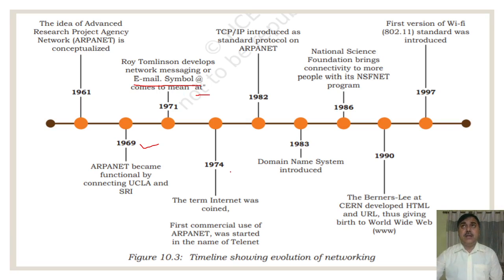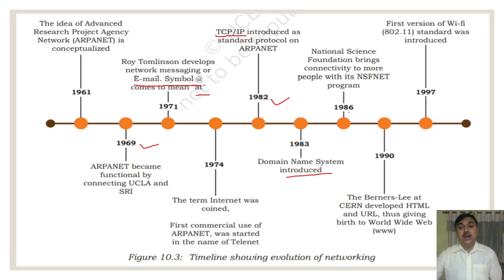In 1974, the term internet was coined, and it was first used commercially through Telnet. Then TCP/IP, whose full form is Transmission Control Protocol/Internet Protocol, where protocol means a set of rules, was introduced in 1982. In 1983 the domain name came. Now we are using all these things.